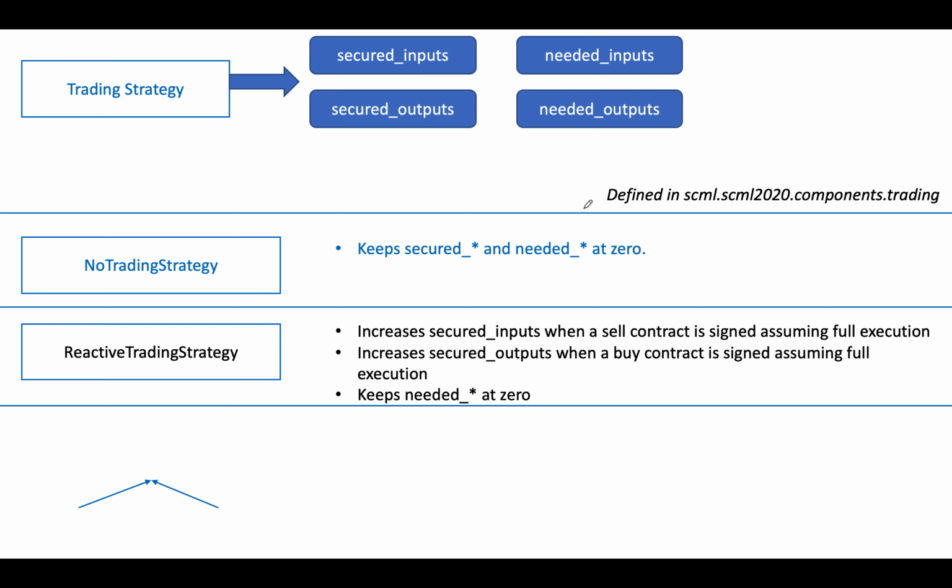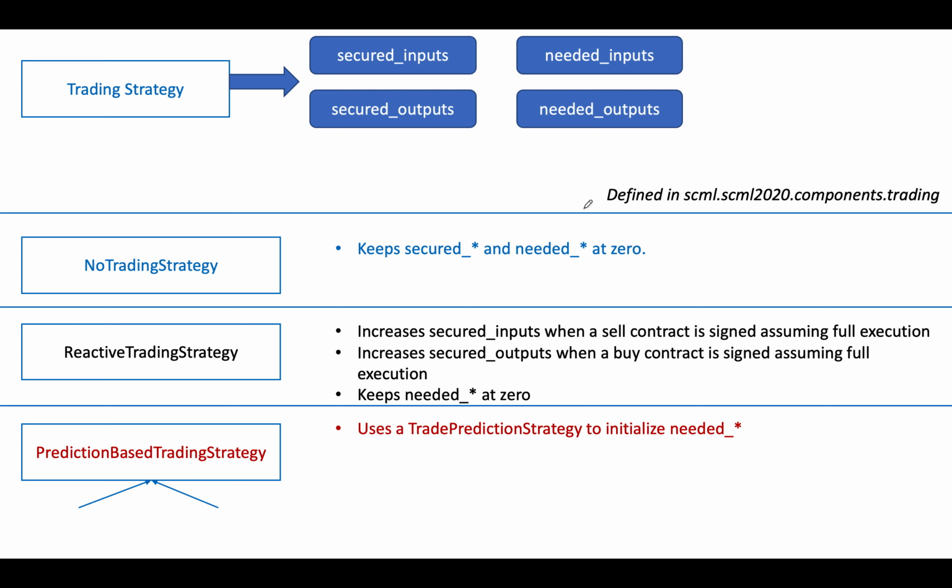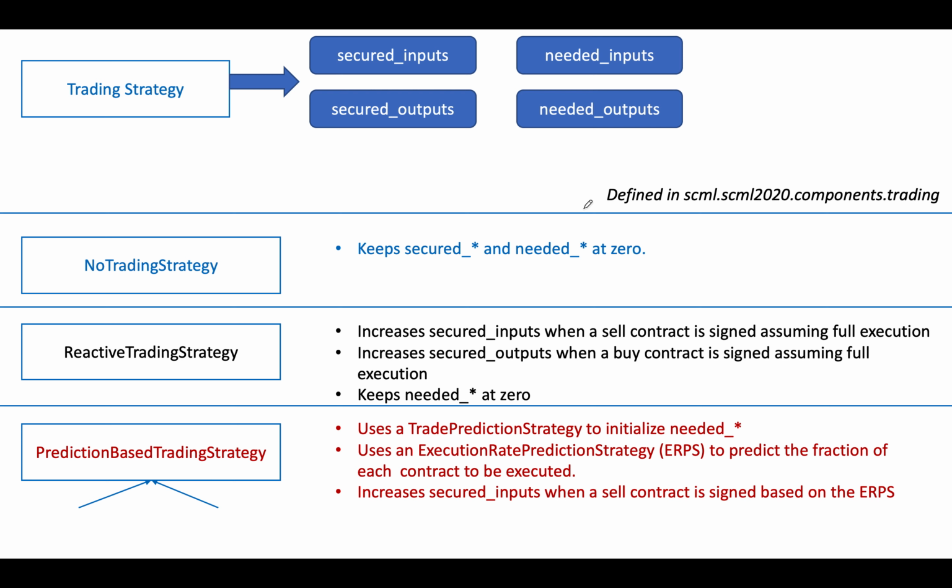The most successful trading strategy is what we call the prediction-based trading strategy. It uses 2 subcomponents: a trade prediction strategy to initialize the needs, and an execution rate prediction strategy to update the secured quantities whenever it knows that a contract was signed. It increases secured inputs when a sale contract is signed based on the ERPS result, and the same for the buy contracts. Sorry, it does not keep needs at 0. That's a mistake, sorry.